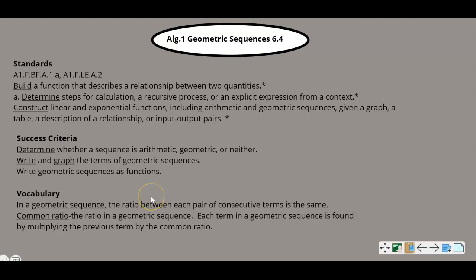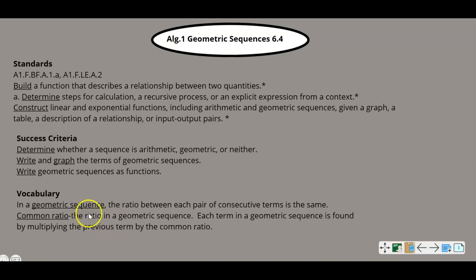Today we're going to be looking at geometric sequences. All right, to start off with, here are your standards. To be successful, you need to be able to determine whether a sequence is arithmetic, geometric, or neither. You also need to be able to write and graph the terms of a geometric sequence and write geometric sequences as functions. So these are the things that you need to be able to do by the end of the lesson.